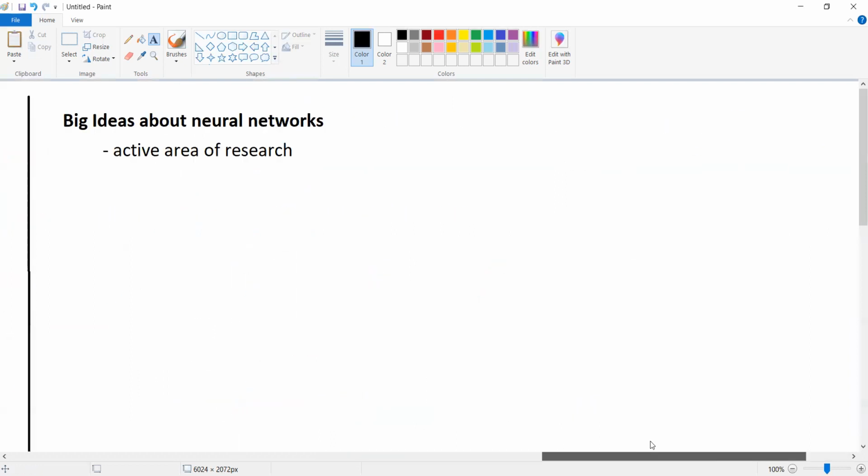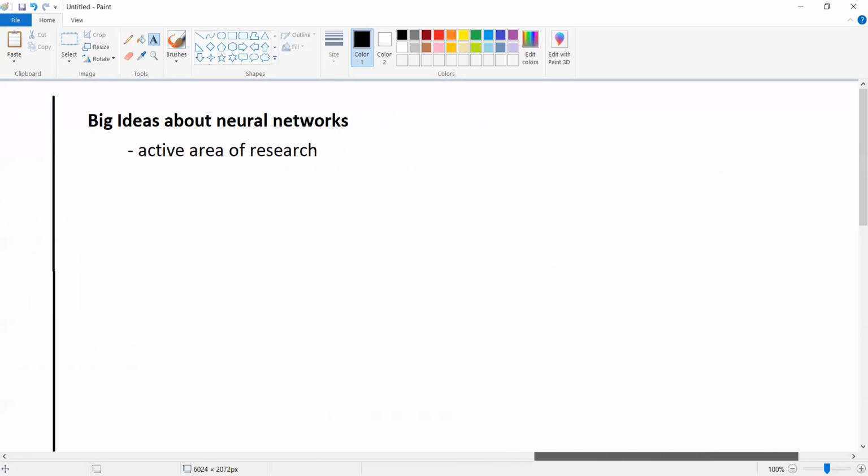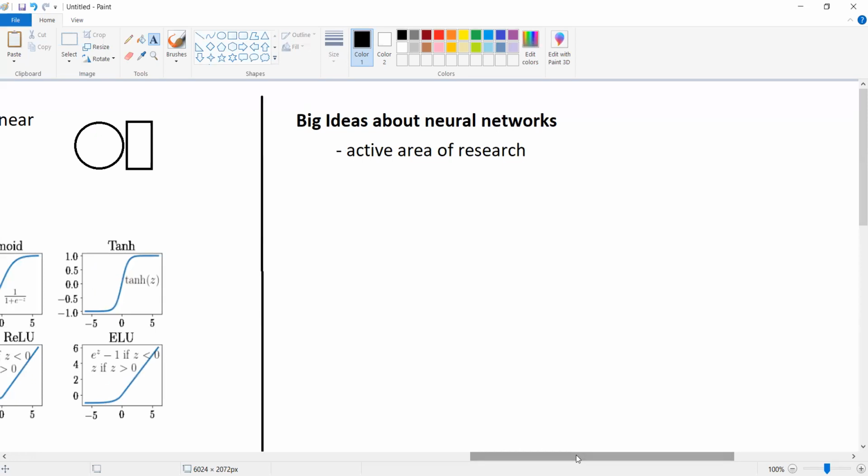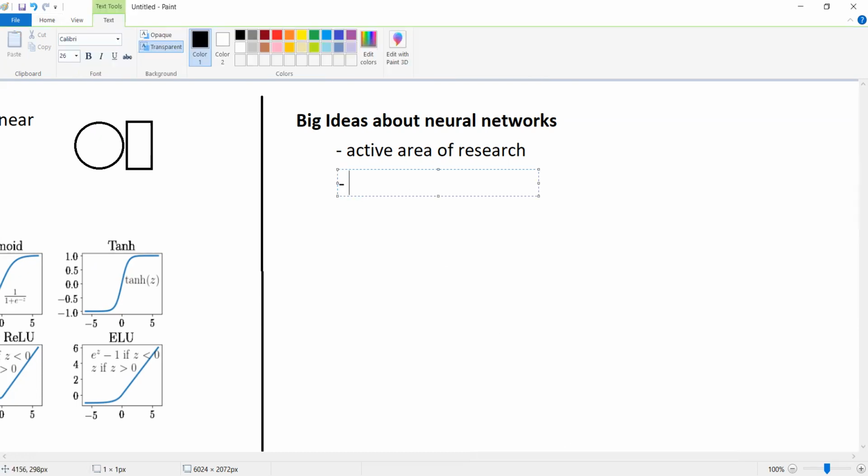Okay, so I'm going to finish the big ideas. It's an active area of research, literally. So that means it could be that next year or in 2 years, we will have completely different conclusions. It's very easy to modify the architecture or to tweak things.